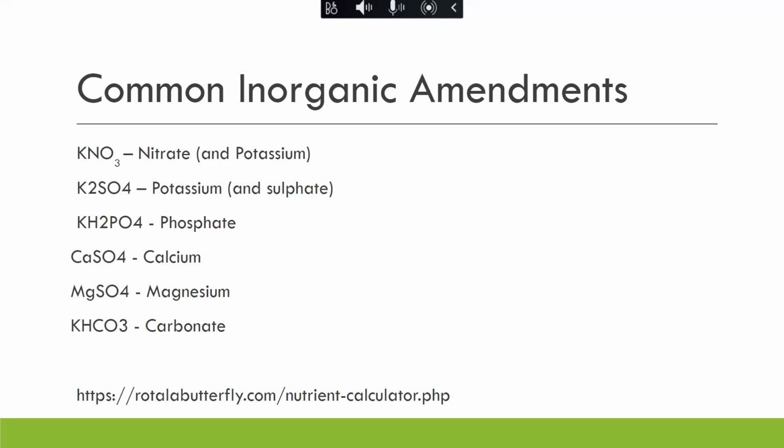And then you can back calculate, right? Using something like Rotella Butterfly, if I was going to make a solution that would be similar, even if it's in a different sized container, how much KNO3, K2SO4, and KH2PO4 do I need to put into that container to mix up a solution that I can then stick in my autodoser or use to dose my tanks.